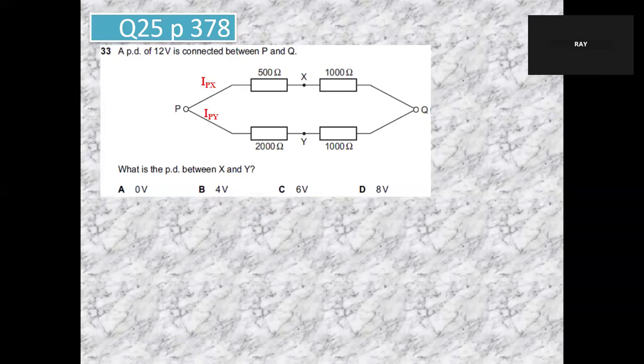What is your answer? Have you managed to work it out? Potential difference? You should be working it out. We have left it halfway through. I can take P as a reference or Q as a reference, then find a potential across Px and then Py, then subtract, you'll get the value.